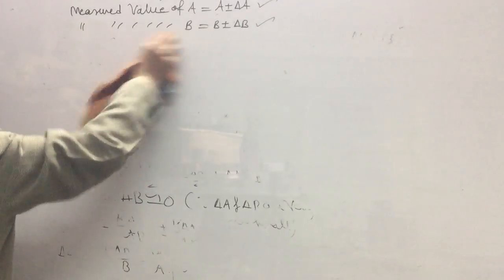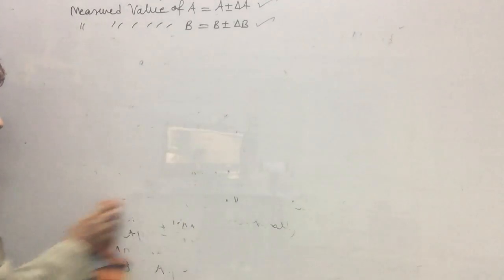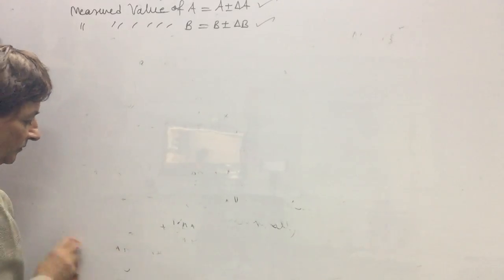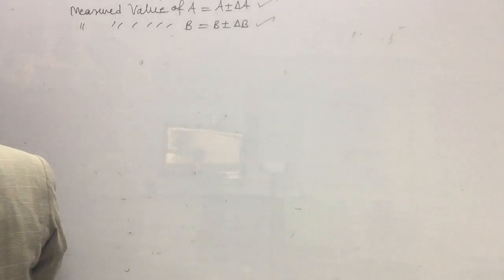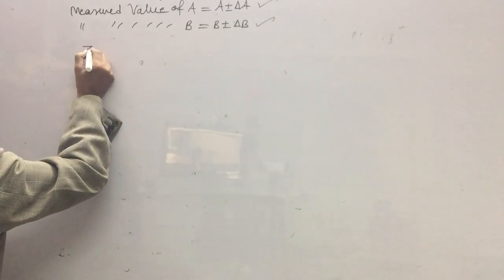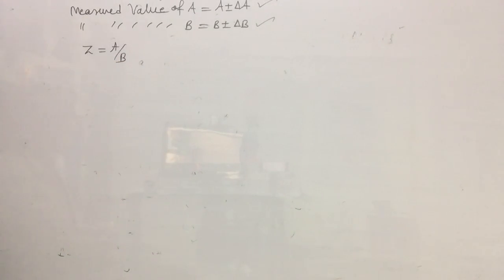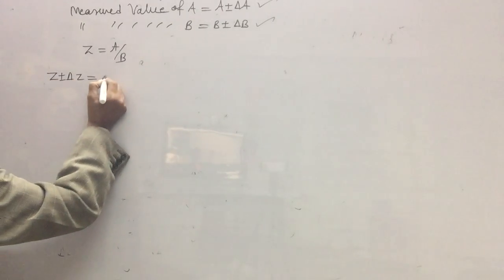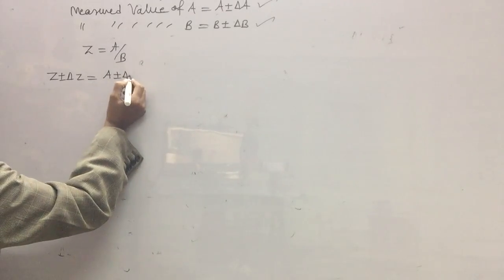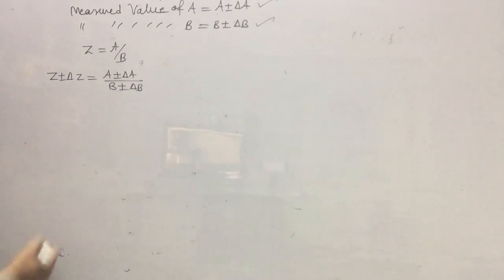What is the meaning of errors in quotient? Let me explain you. See, Z is equal to A upon B. Is it right? Yes, sir. Now Z plus minus delta Z is equal to A plus minus delta A upon B plus minus delta B.